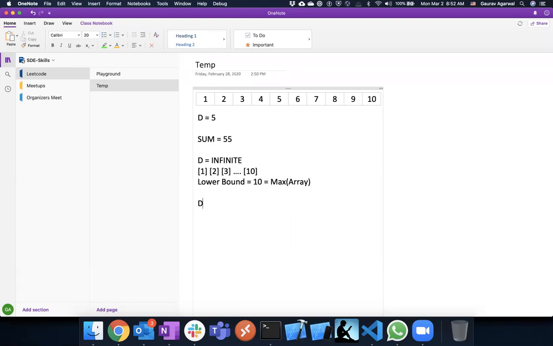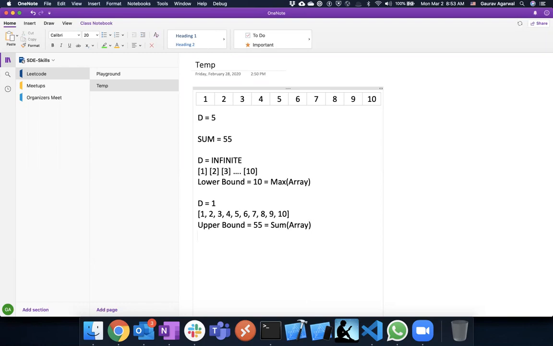Let's say now if D is 1, we only have 1 day. Then we need to put all the packages in one shipment, all packages in one day. This will give us the upper bound, which is 55, which is the sum of all the elements in the array, right?